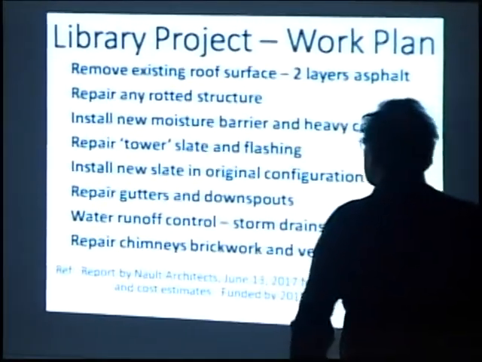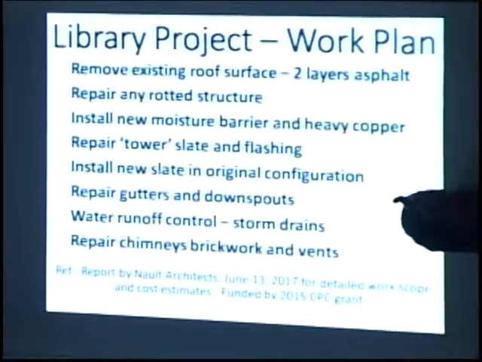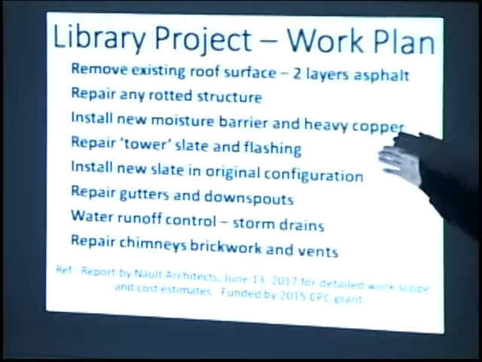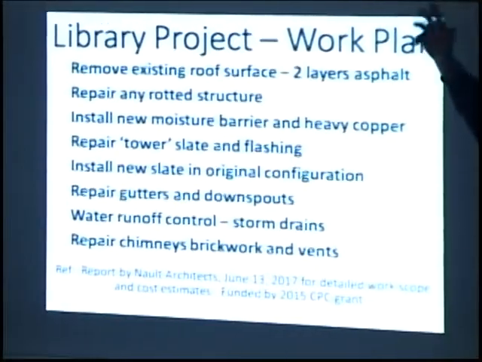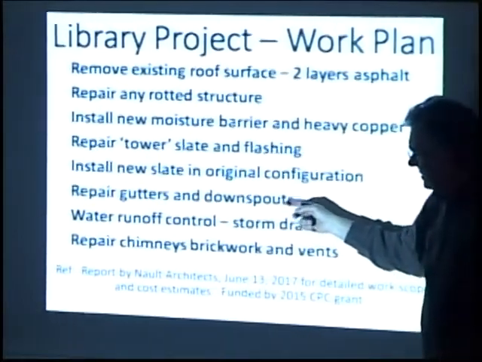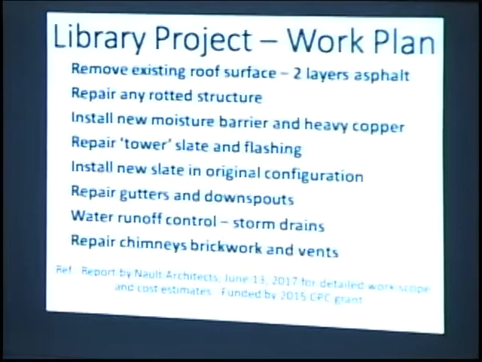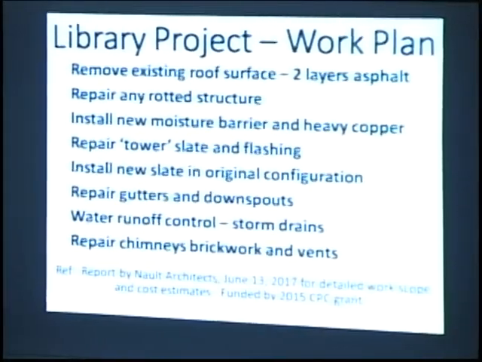What we plan on doing is taking off 2 layers of the existing asphalt, removing any rotted roof beams or structures that we find. We've been inspected and we think there's a minimum amount of that, but there may be some. Install moisture barrier, heavy duty copper, fix the tower, so-called tower slate, and install a new slate would be our preference. Gutters and downspouts, water runoff, storm drains. We think there's an issue in the basement. I think water's getting into the basement. You can see the water coming up through the floor in some places. We just haven't had the courage to pull the trap door and go in there, but someday we will. And there's a lot of brickwork and repointing that needs to be done.